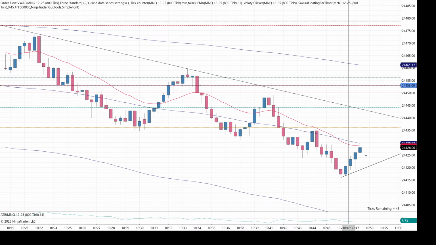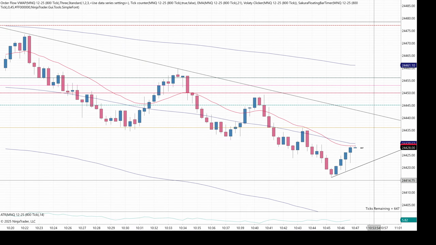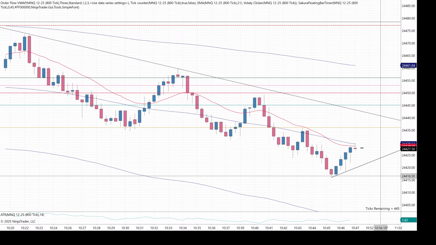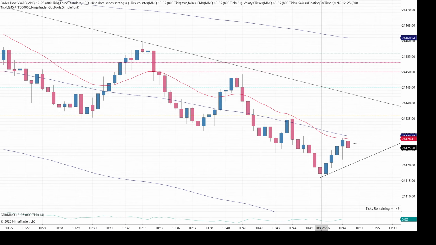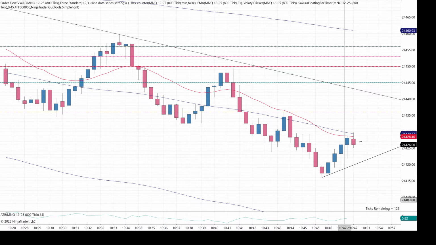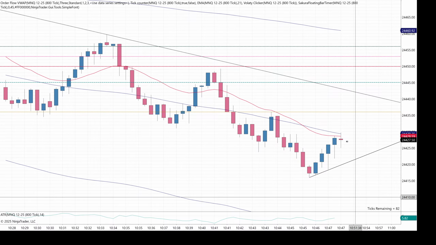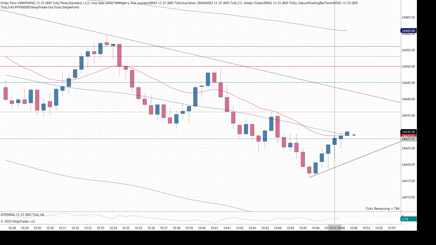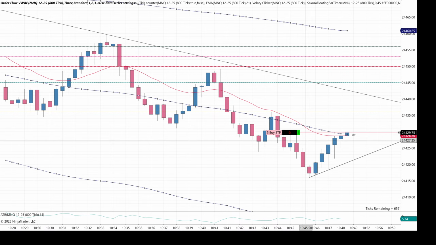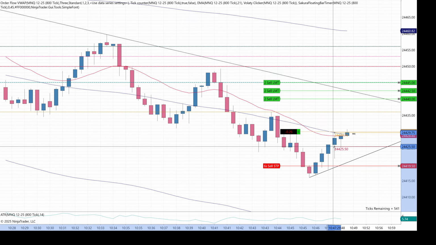Let's get this out of the way. 45. Do we have enough room? We can't take this bearish. We could take this bullish though. It's a really small candle.